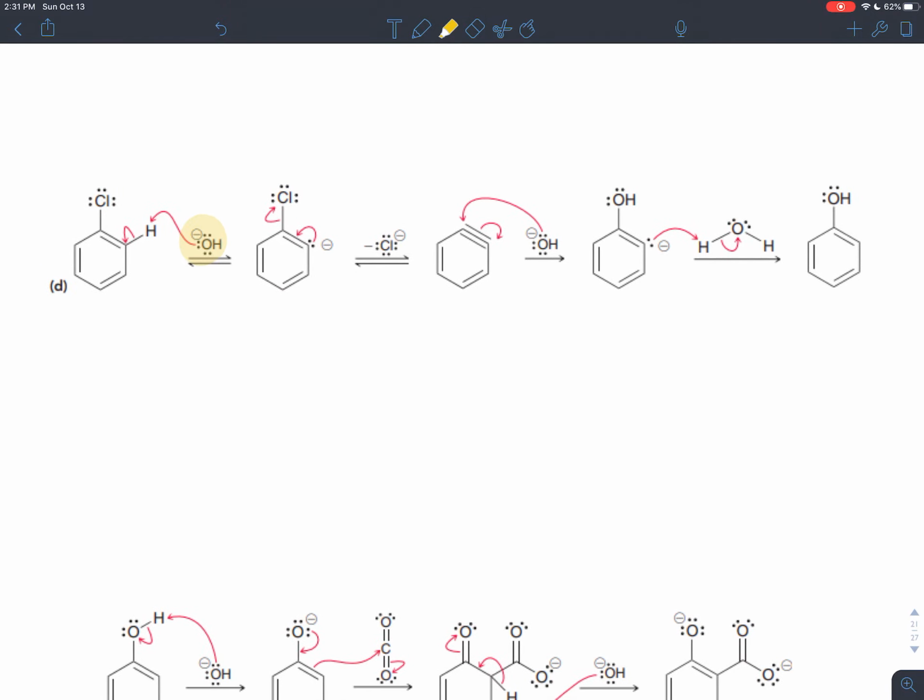For D, we have a nucleophile, lone pair, negative charge, attacking an electrophile. The electrophile is a hydrogen, and so that is a proton transfer.